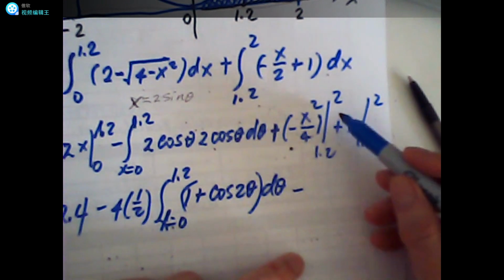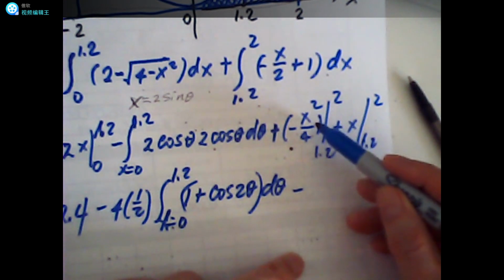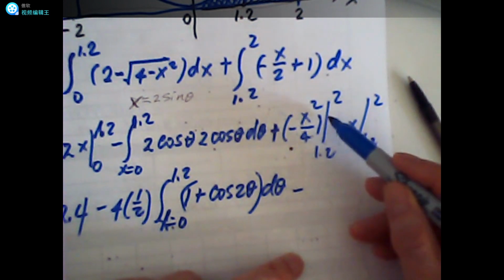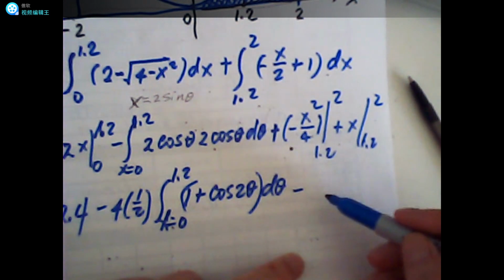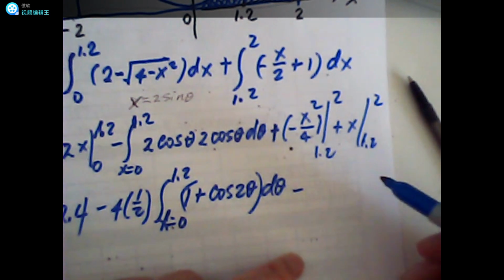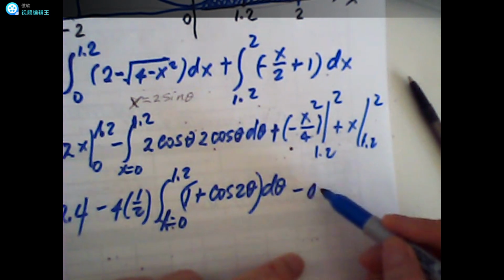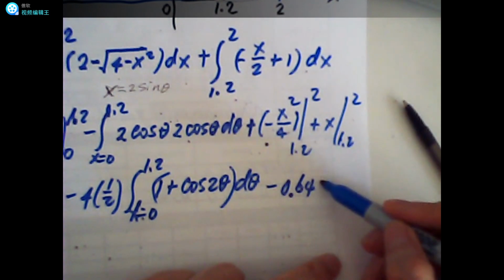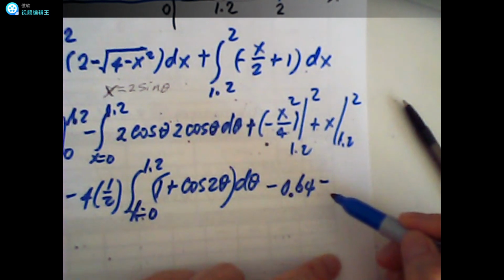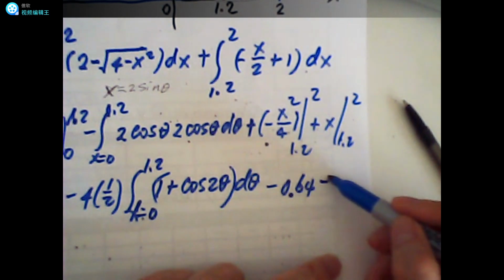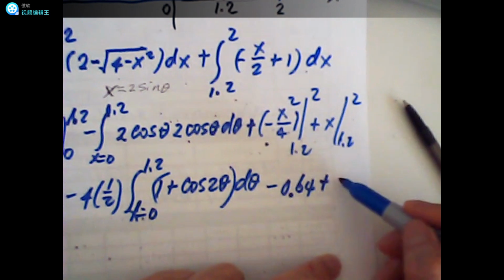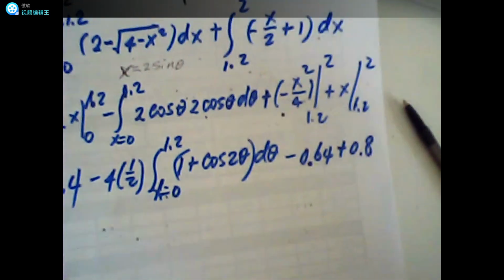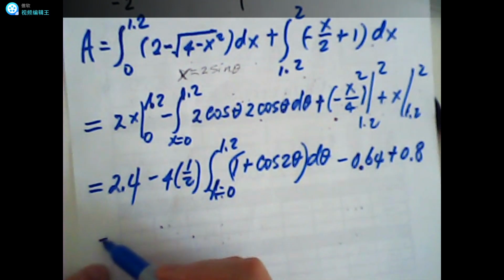This is a 4 minus 1.2 square. So that is equal to 0.64. Okay, this calculation. And plus 2 minus 1, and this is 0.8, right? Okay, good.